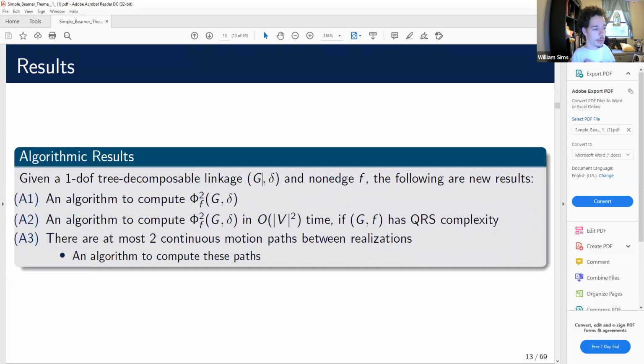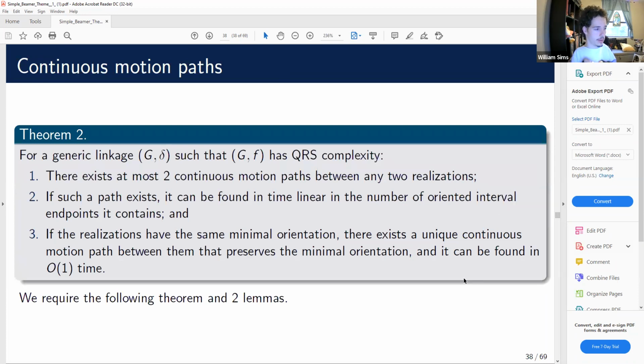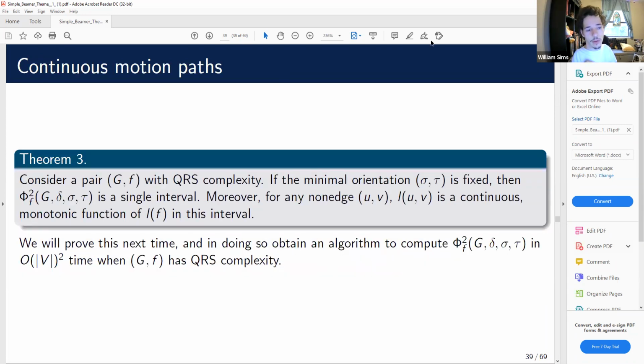And if we have time, we will look at this A2, this algorithm, because if you recall, there was this theorem that we kind of just assumed. So this was about fixing the minimal orientation and looking at what the Cayley configuration space looked like. We said it was a single interval, and moreover, the length of any non-edge is going to be a continuous monotonic function of our base non-edge. So the monotonic was the new part. And in proving this theorem, we can come up with a faster algorithm. So we're not going to go through all the details, I don't think, but I can give you an overview of it. Once you see the algorithm, the proof of this theorem is very easy.